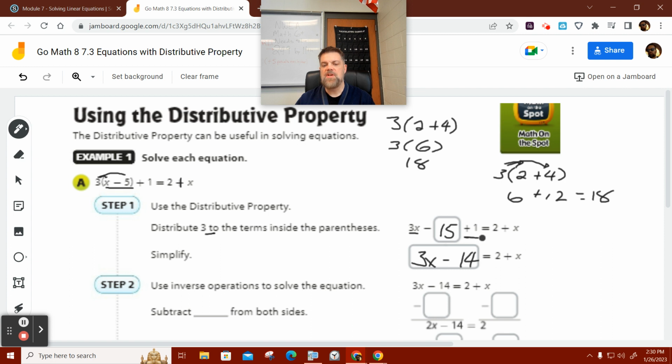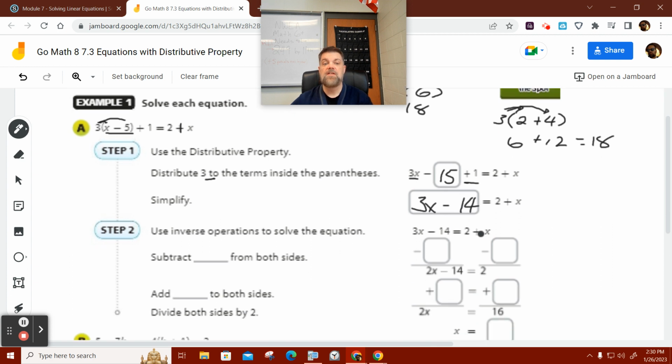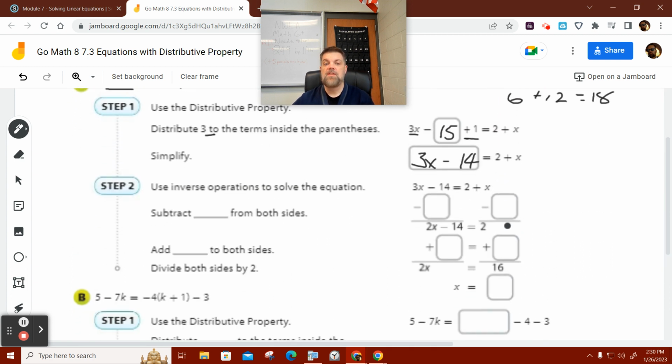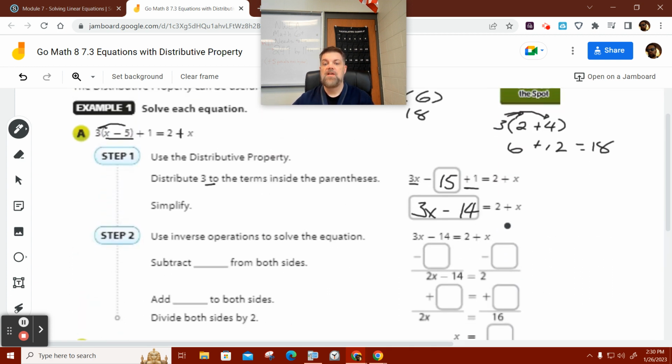Do you guys remember what a fancy word for negative 15 and positive 1 is? What are they called? Constants. Do you guys remember the term? 3x is a variable term. A variable, a constant, blue, circle, tree.